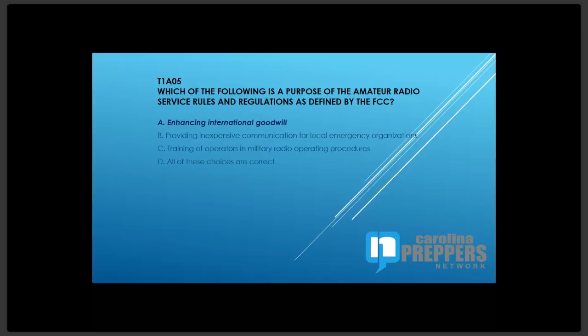However, it is one of the services, one of the purposes of amateur radio, but amateur is the key word here. So with the military answer, you want to keep that out of it. And since not all the answers are correct, it can only be A, enhancing international goodwill.